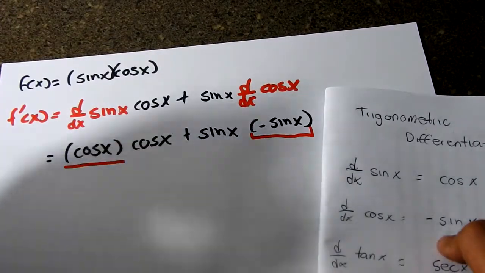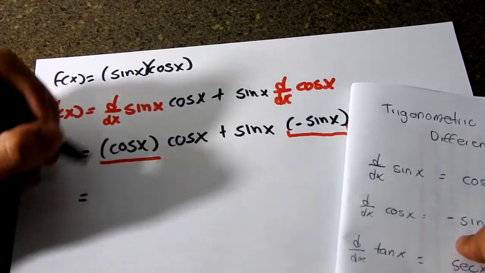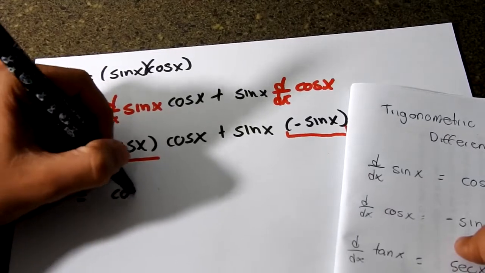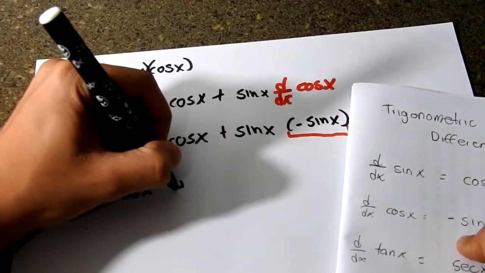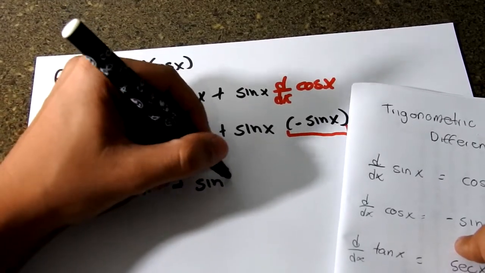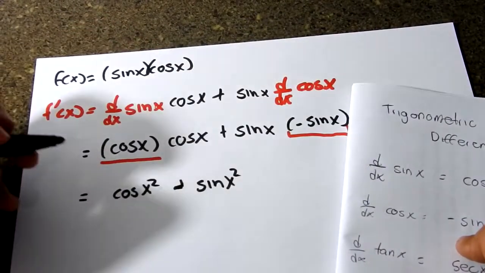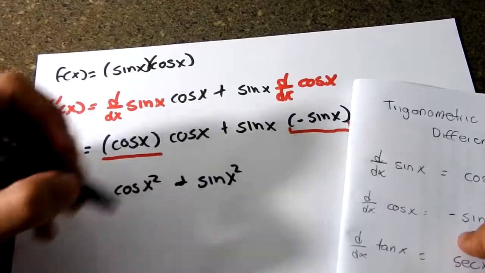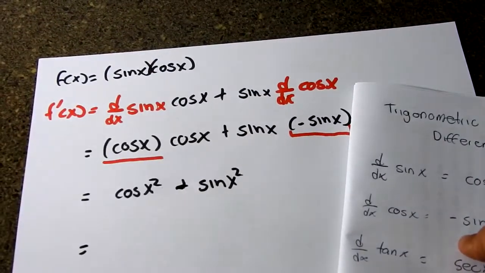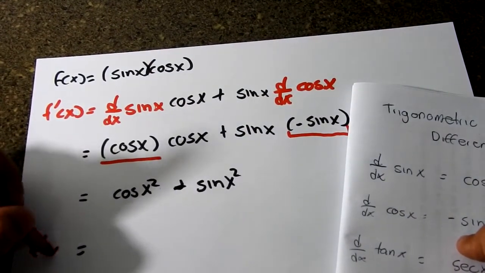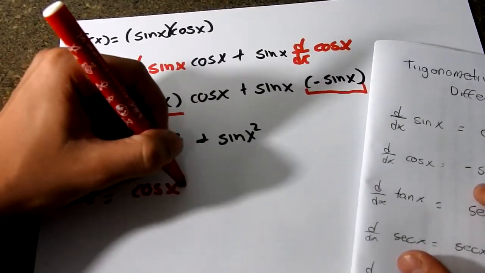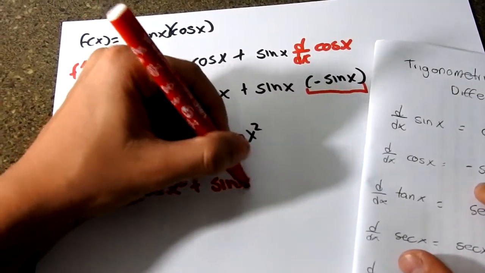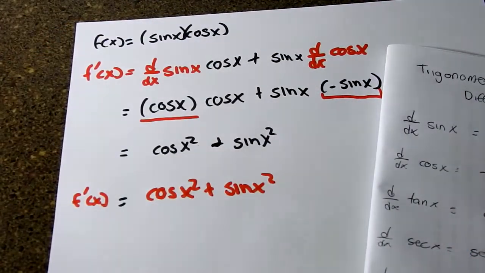So now we just have to multiply. Cosine x times cosine x is going to be cosine x squared. And we have a minus, so we're going to have minus sine x squared. So that's the derivative. We know that f prime of x is going to be cosine x squared minus sine x squared. Now let's take another example.